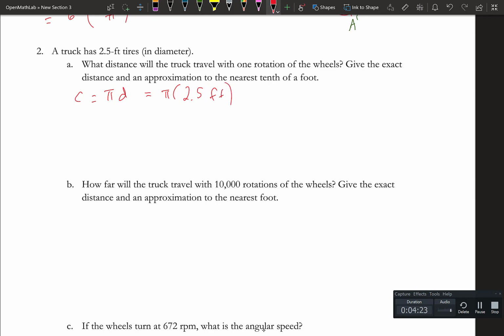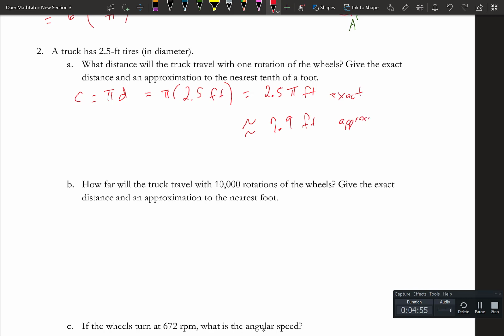Which is equal to 2.5 pi feet. So this would be the exact distance. And then to get the approximate, we would just take 2.5 times pi. To the nearest tenth would be 7.9 feet. So this is the approximate.